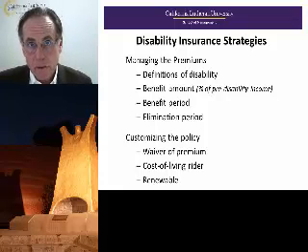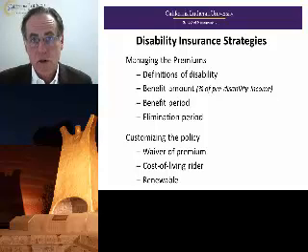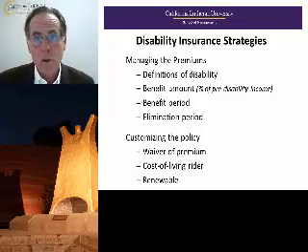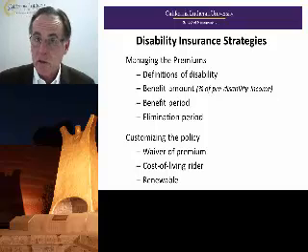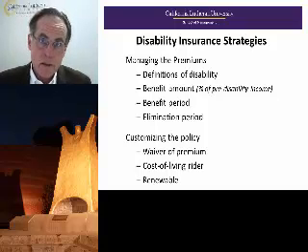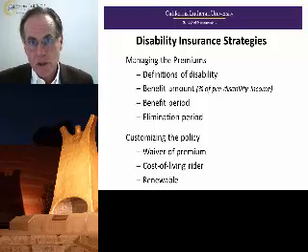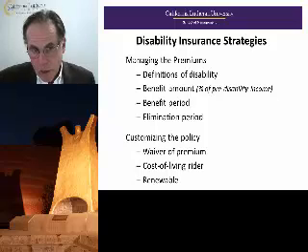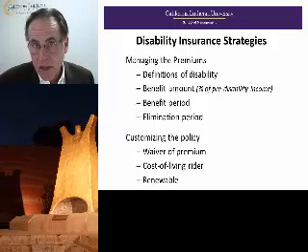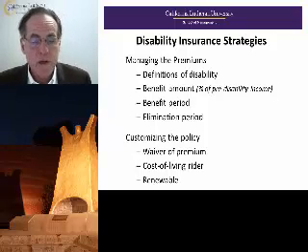What's the benefit amount? That is, what percentage of pre-disability income will the benefit provide? Is that going to be 60%, 70%? How long will that benefit period be? And what is that elimination period, which we know is that form of sharing of risk? In that elimination period, is it 60 days, 30 days, is it 120 days?